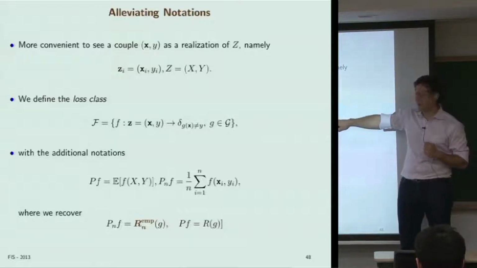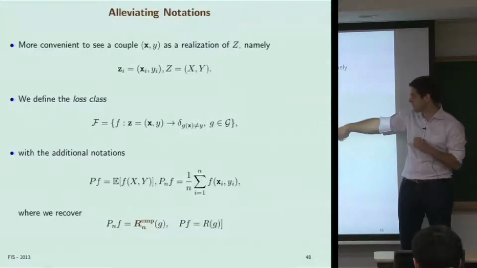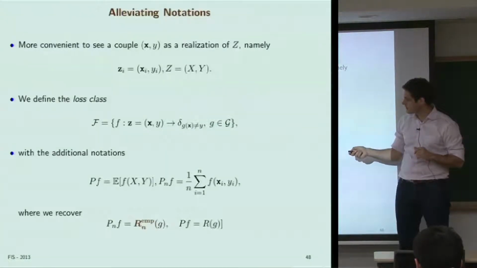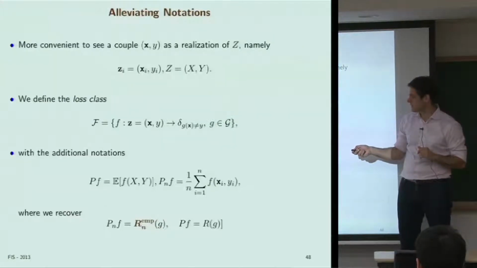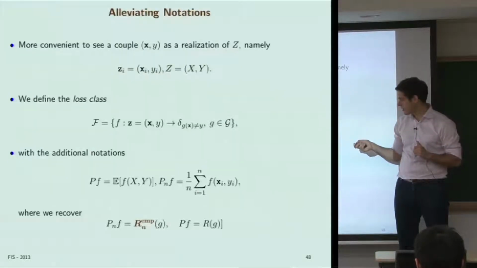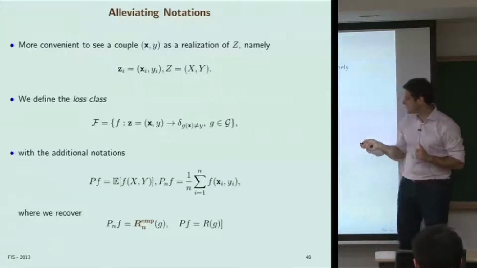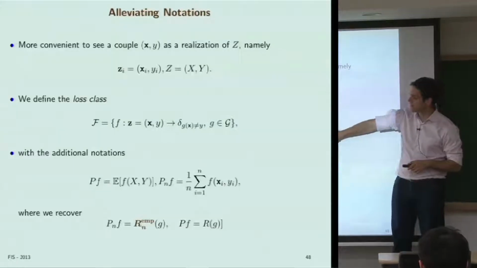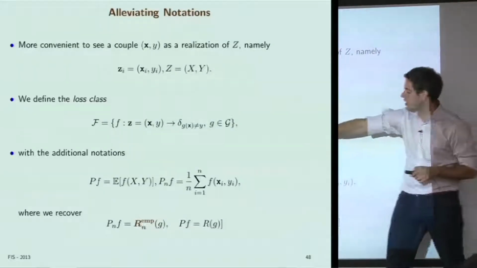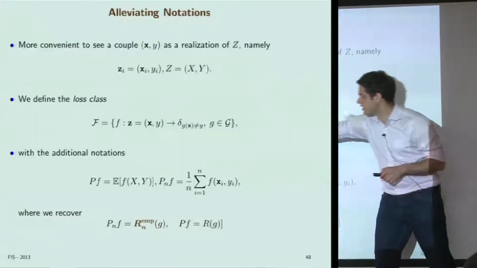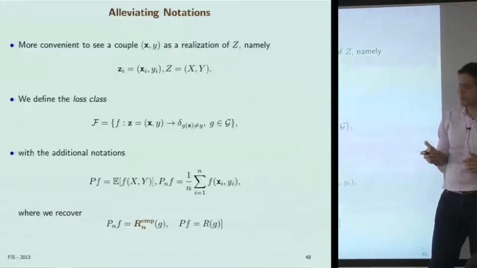Because we are only considering the binary classification case, and the only thing that matters is the loss of binary classification, and the loss that we are using is the binary 0-1 loss, we will consider a set of functions called the loss class, which to a couple z, x, y, just gives the value 1 or 0, whether g of x is equal to y or not, for all possible functions g. Okay? So if you take all possible functions g, this defines a set of functions f, which take as input z and as output just 1 or 0.